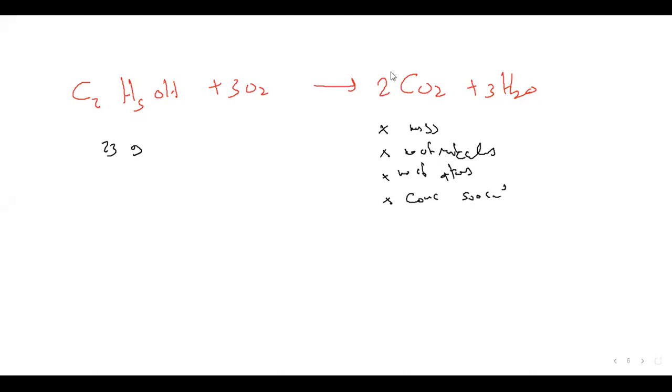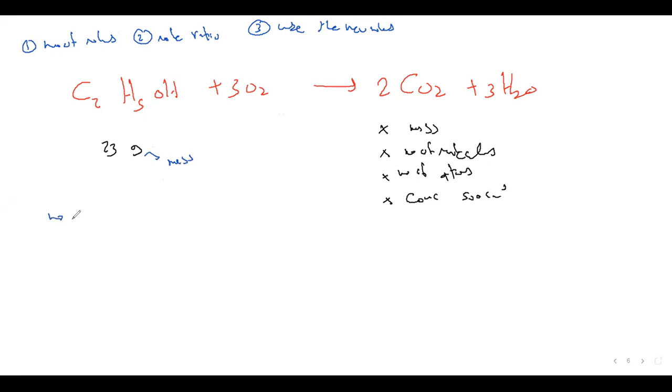In any mole ratios question, we have 3 steps. Number 1, calculate the number of moles. Number 2, calculate the mole ratio. Number 3, use the new moles. Okay, number 1, calculate the number of moles. We have 23 grams. Grams means that we have a mass.